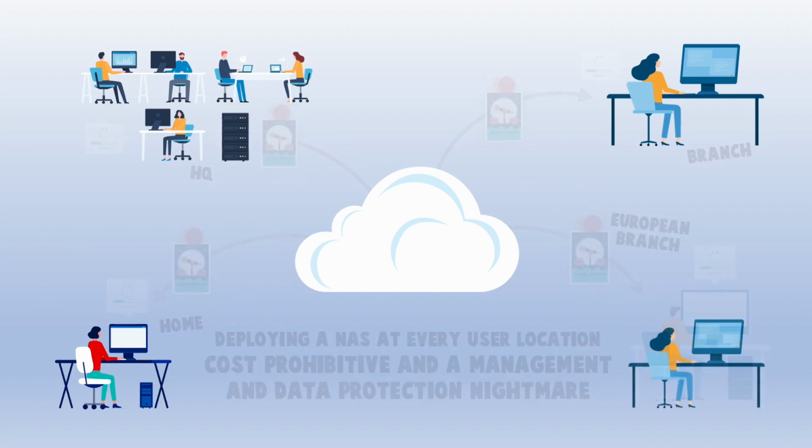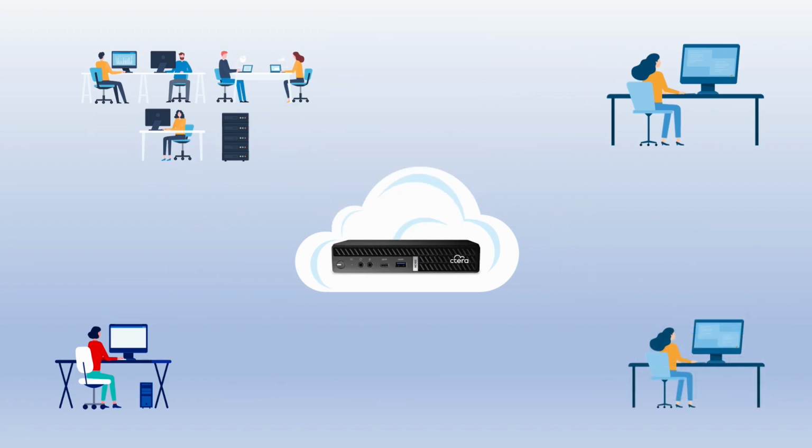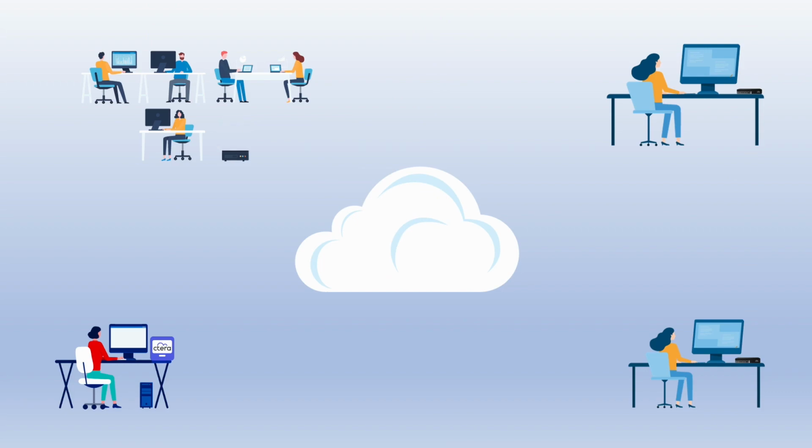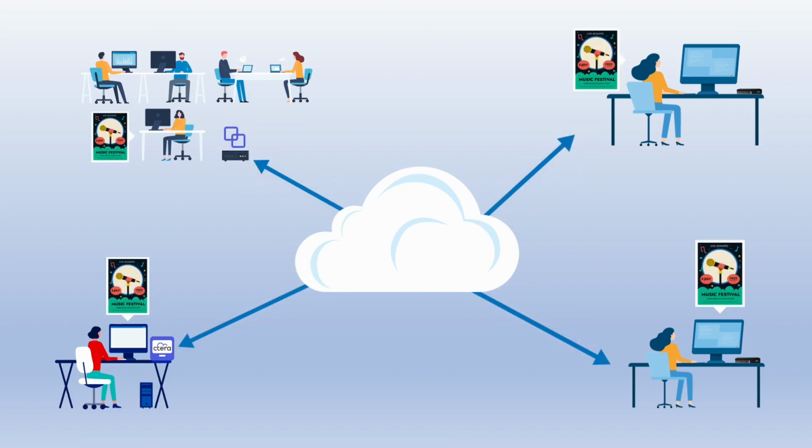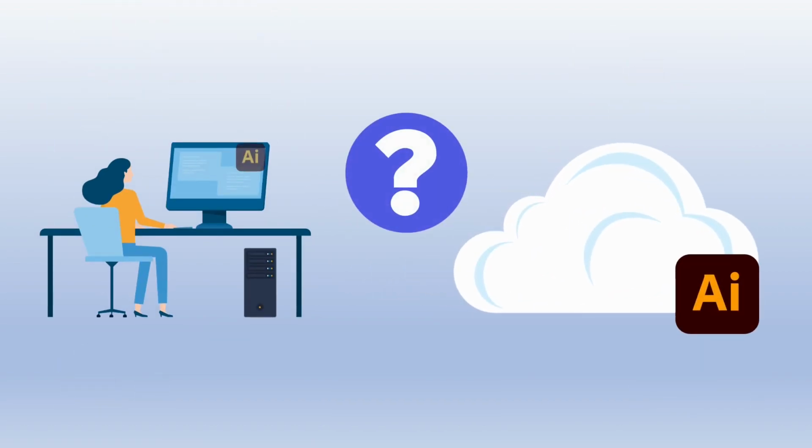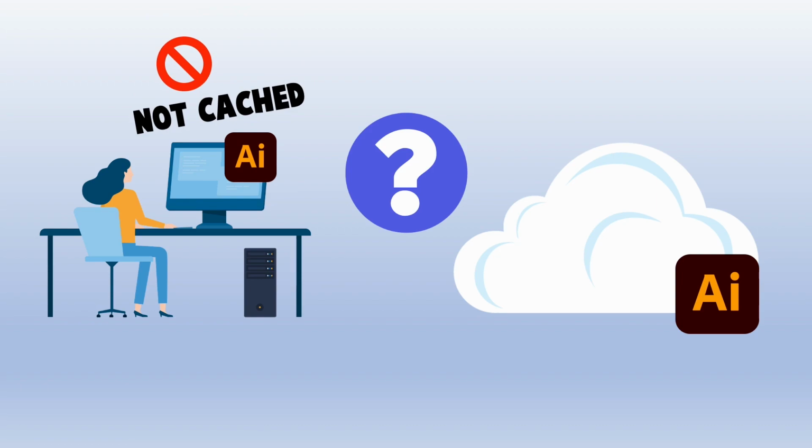With CTERA, simply deploy either a small edge filer caching appliance for workgroups, a personal HC100 edge filer, or a CTERA agent for remote users to provide access to the most recent and frequently accessed files. But what happens when you try to access files that are not cached? With traditional storage systems, you would have to download the files on demand.